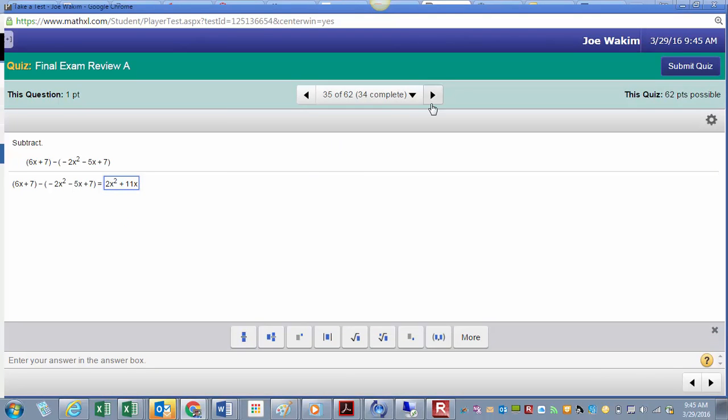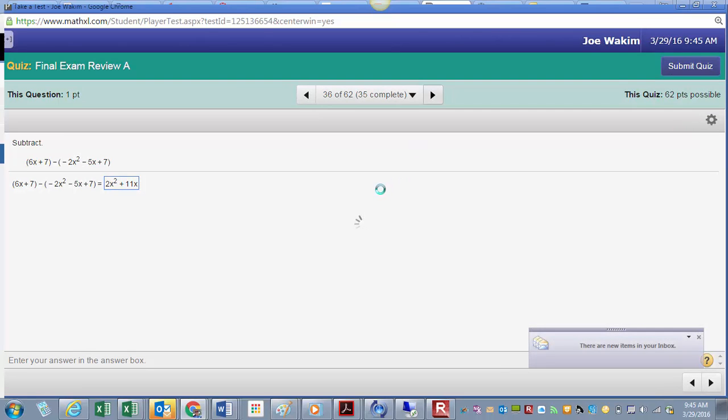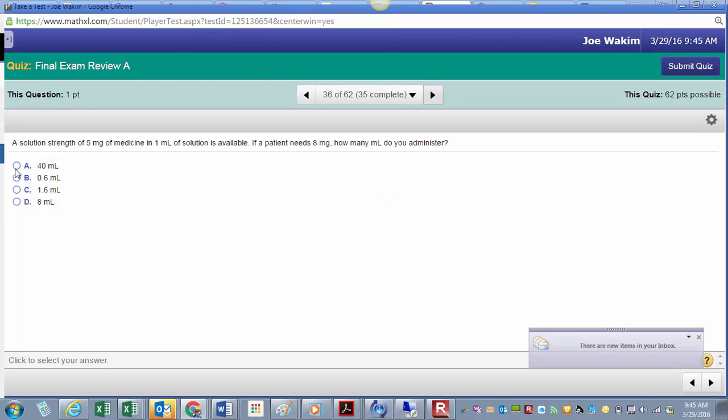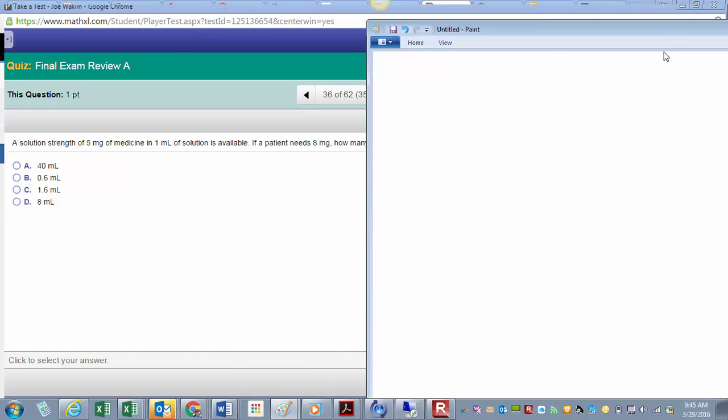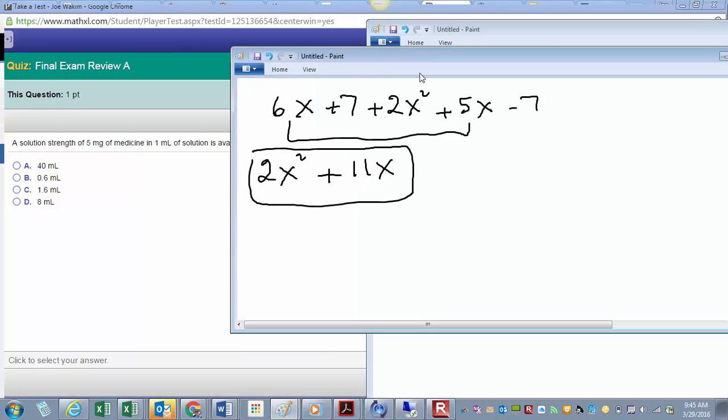A solution strength of 5 milligram of medicine in 1 milliliter of solution is available. If a patient needs 8 milligram, how many milliliter do you administer? So that would be a proportion. Okay, let's make sure we know how to do proportion. All right, so we need to do proportion for this problem, and let me show you how to do this.